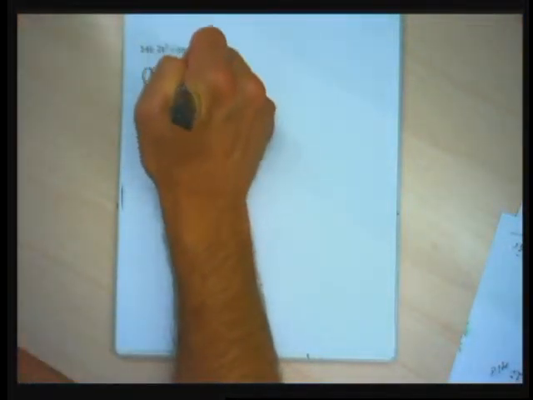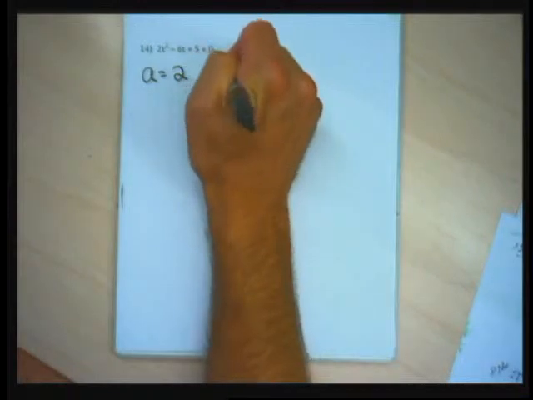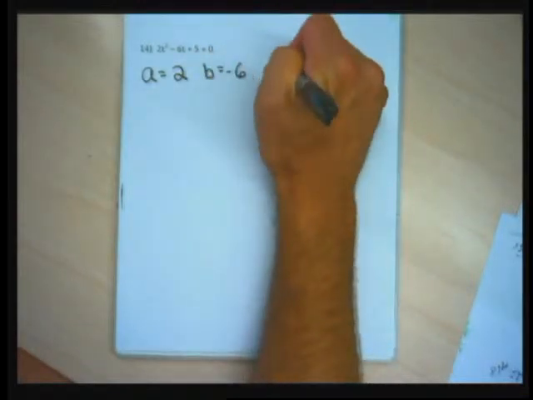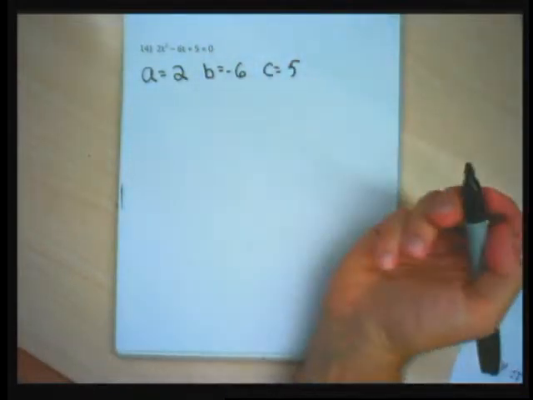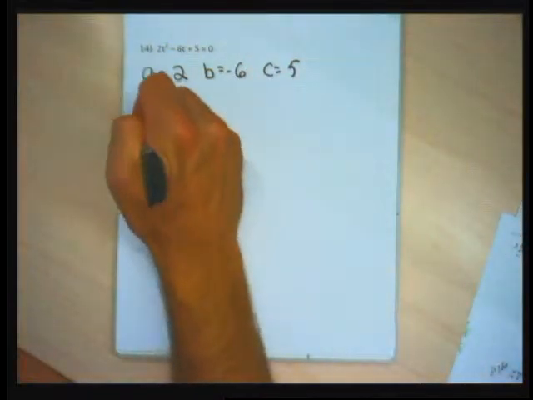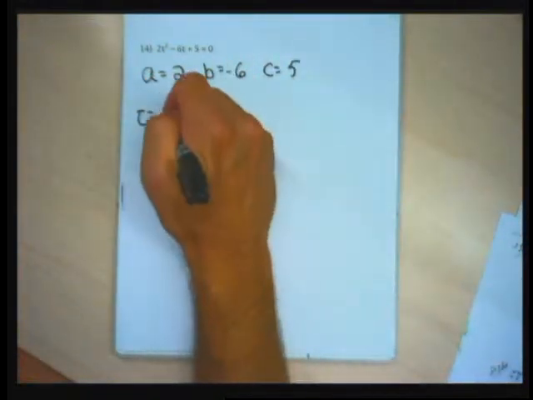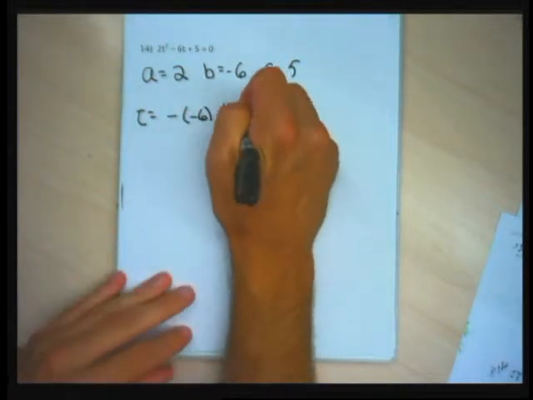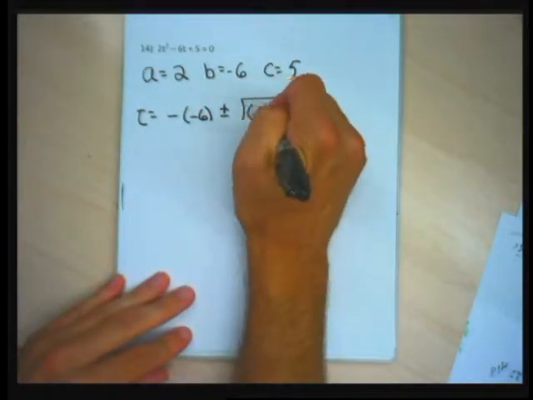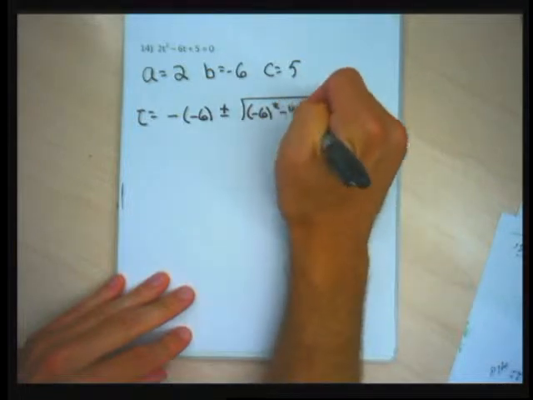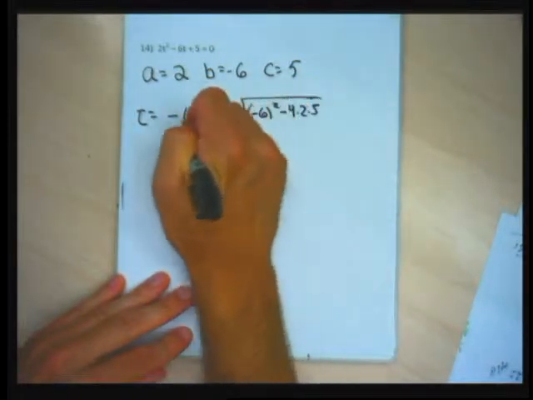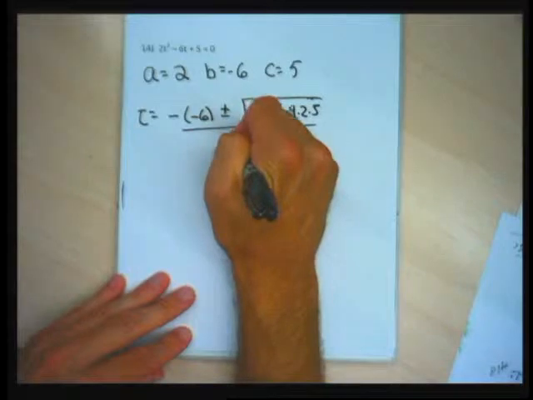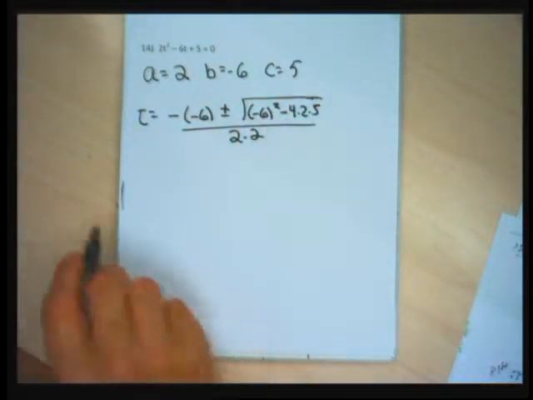14, it's going to be a equal to 2, b equal to negative 6, c equal to 5, and I'm not going to write the formula down. Hopefully you have it in your head or in front of you. So I'm going to go negative 6 plus or minus the square root of negative 6 squared minus 4 times 2 times 5 over 2 times 2 for the 2a.